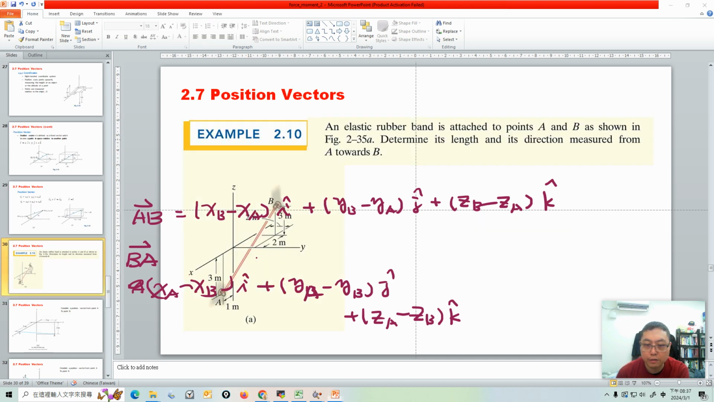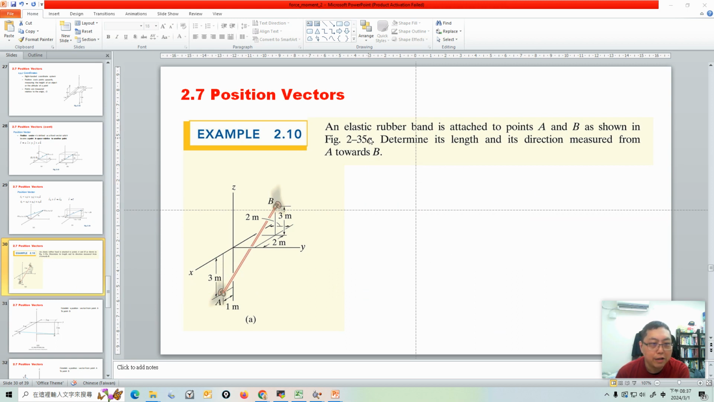I think it's a very easy one. A rubber band is attached to points A and B as shown in this figure. Determine its length and its direction measured from A toward B. That means A points to B, so you want to calculate the AB vector, its length and its direction. The direction is just the directional cosines.